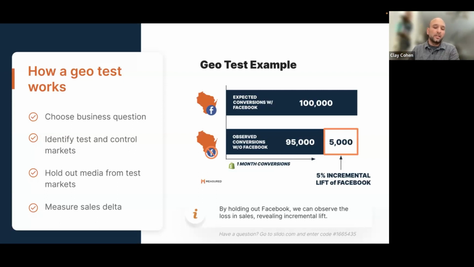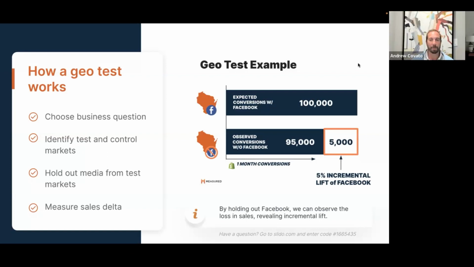We will then measure, in this example showing Shopify here, but it could be a variety of different conversion types, the delta between the sales of those two market test cells, the test and the control cell, and then identify, okay, we lost this many sales in the test market. That is the true incremental impact or lift of that particular media that we are testing.